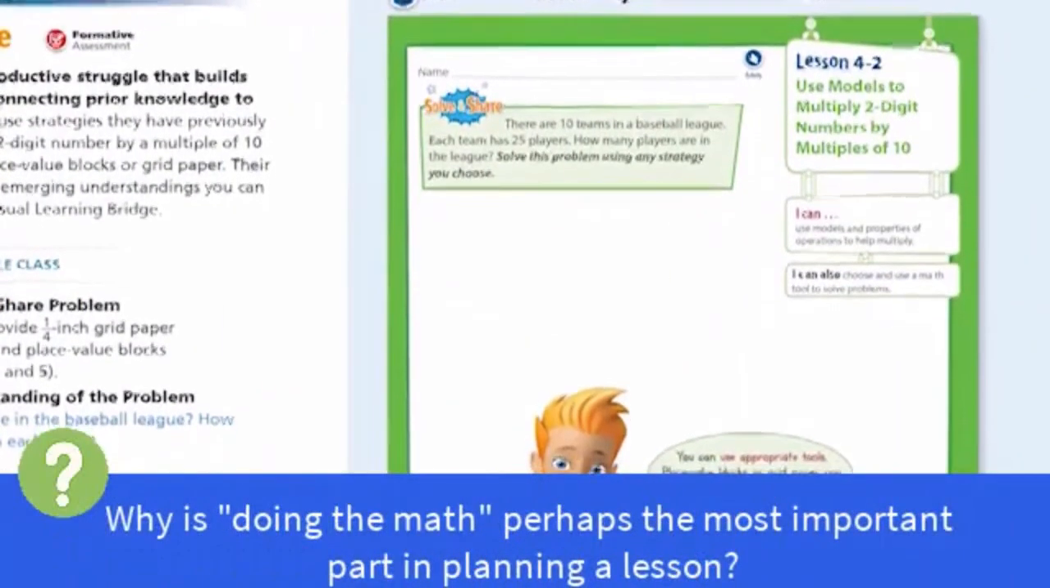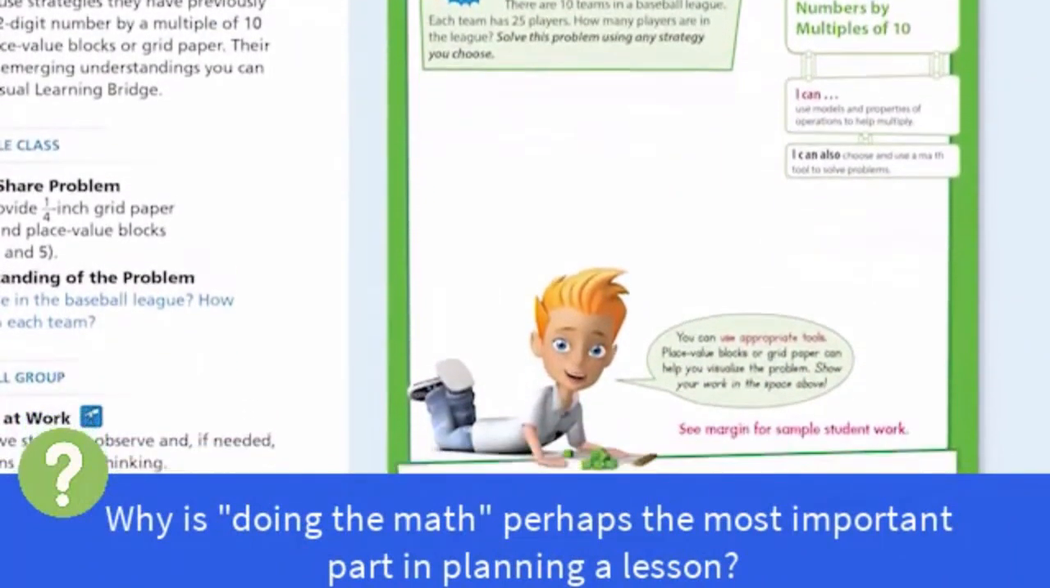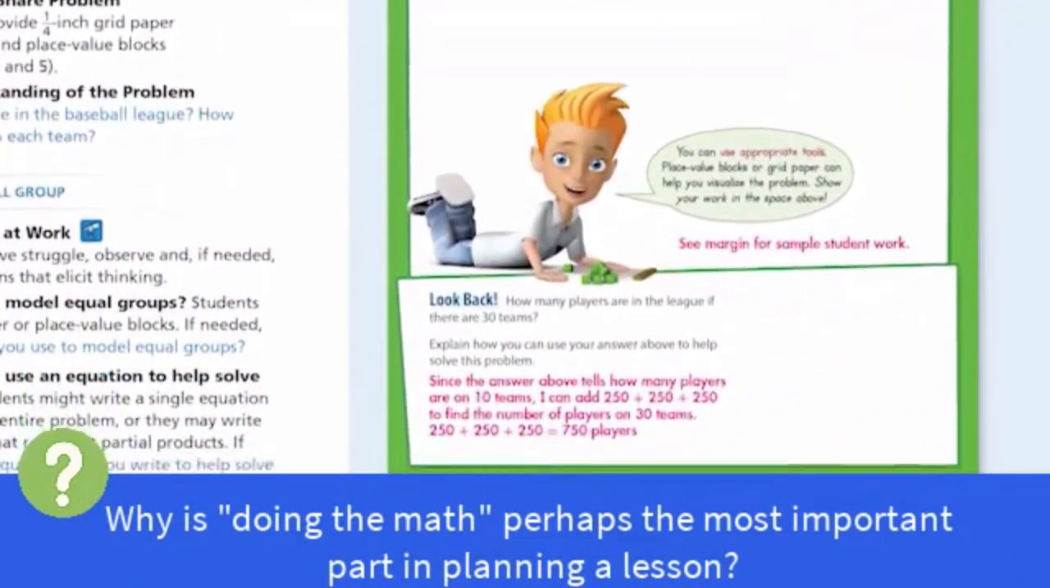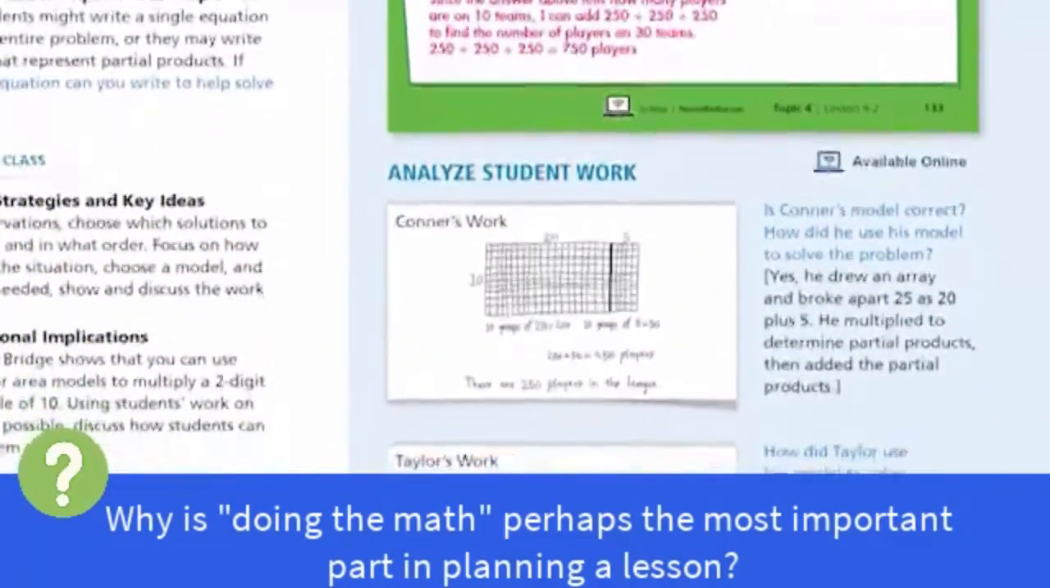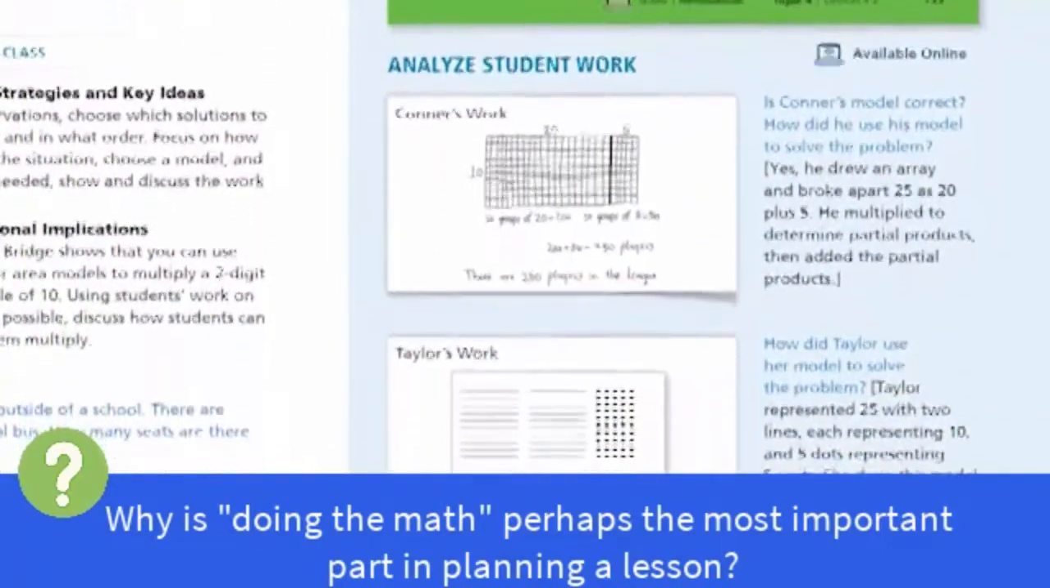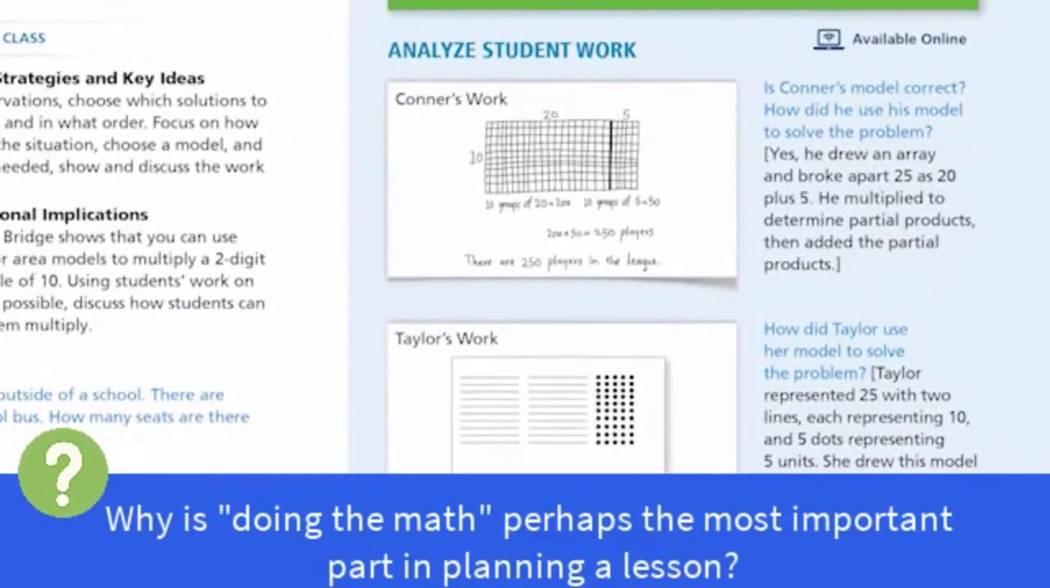In planning for the solve and share, the first thing I always do is solve the problem. I'll sit down and try to solve that problem and try to think about the variety of ways that kids might solve that problem. I want to make sure that I consider lots of different strategies, models, or ways that they might solve it. So I sit down and kind of scratch some things out.